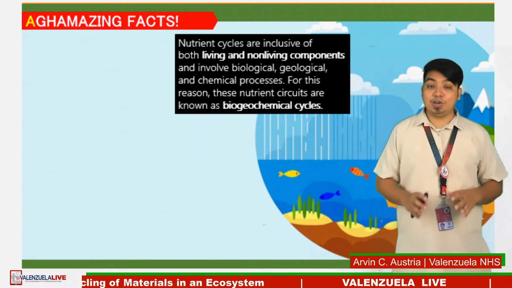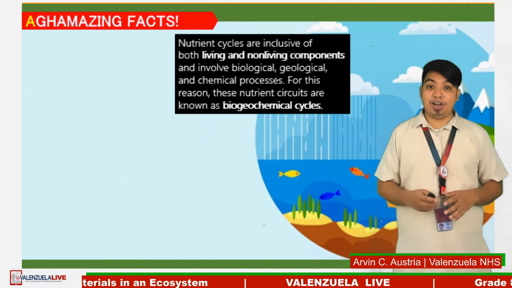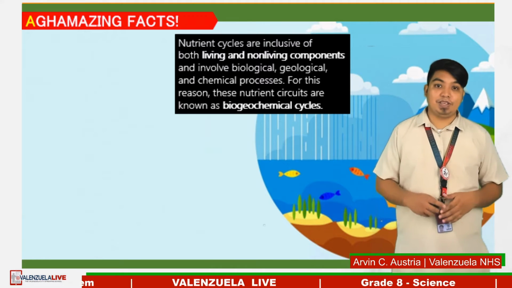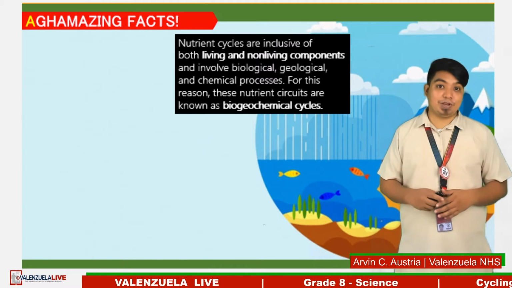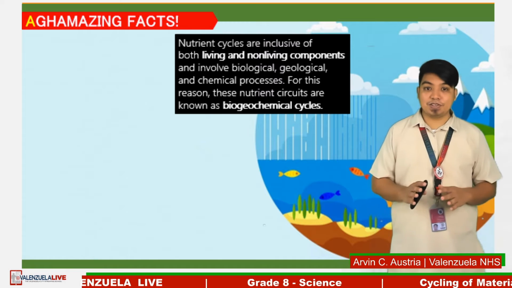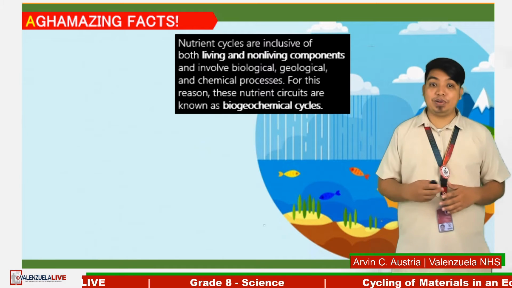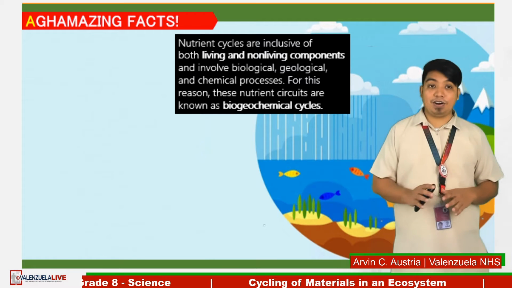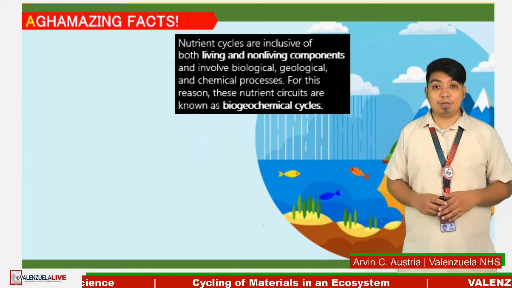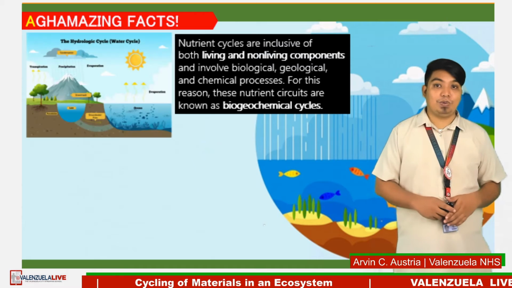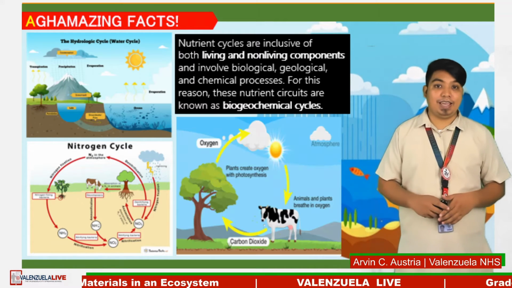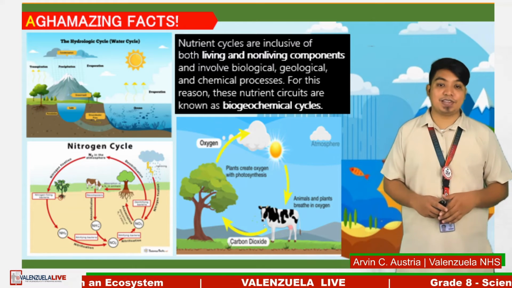Nutrient cycles are inclusive of both living and non-living components and involve biological, geological, and chemical processes. For this reason, these nutrient circuits are known as biogeochemical cycles. Here are the three cycles that we are going to be familiar with, namely water cycle, nitrogen cycle, and oxygen-carbon dioxide cycle.